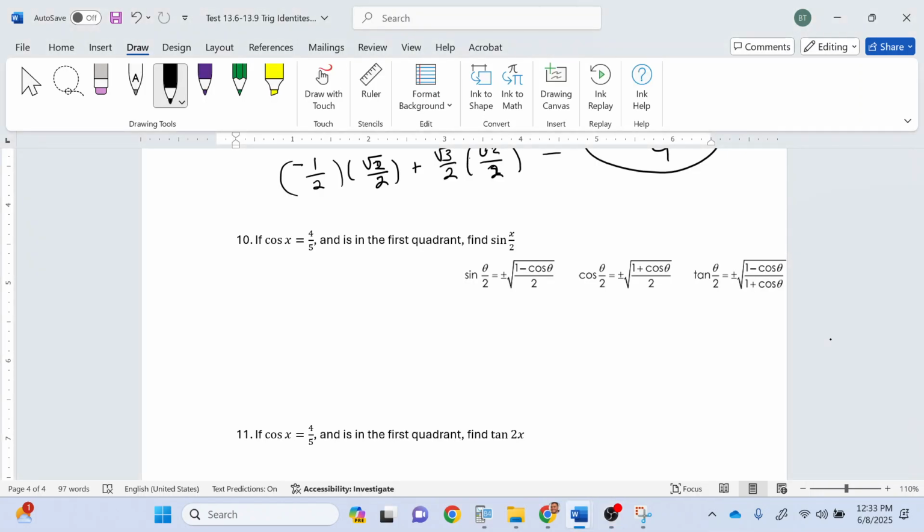All right. So in this case, cosine x equals 4 over 5 in the first quadrant. So we know it's in the first quadrant, it's over here. Find sine of x over 2. So I know cosine x is 4 over 5.